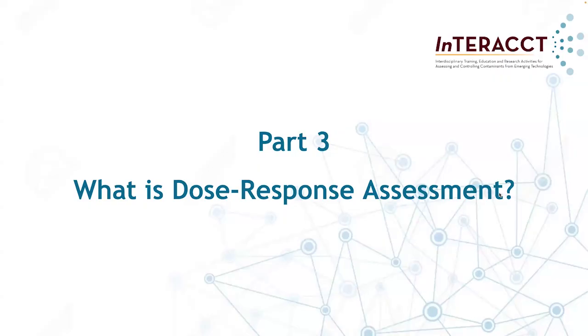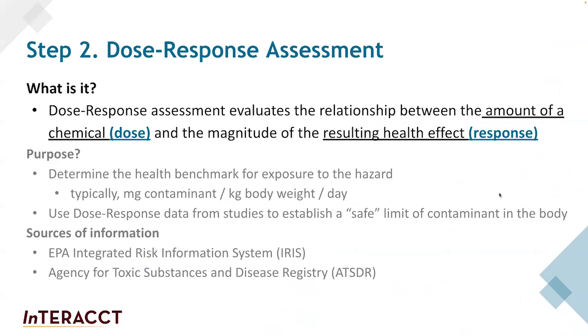Today we will focus on step 2 of the risk assessment process, dose response assessment. This step focuses on evaluating the relationship between the amount of a chemical someone is exposed to, which we call the dose, and the magnitude of the resulting health effect, which is the response. So, in simple terms, it answers the question, how much of this substance causes harm, and at what level does it become dangerous?